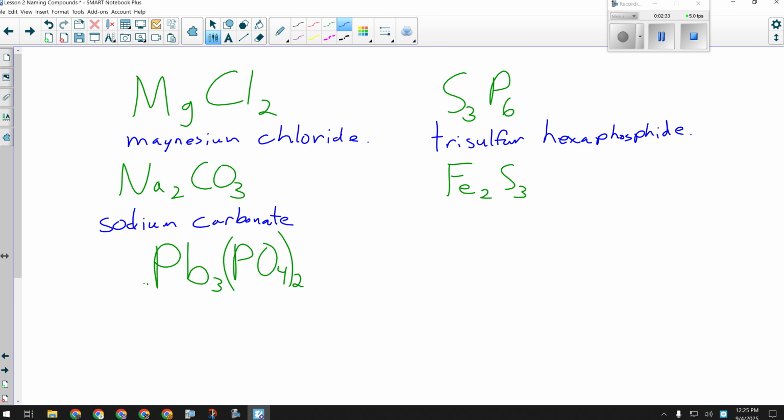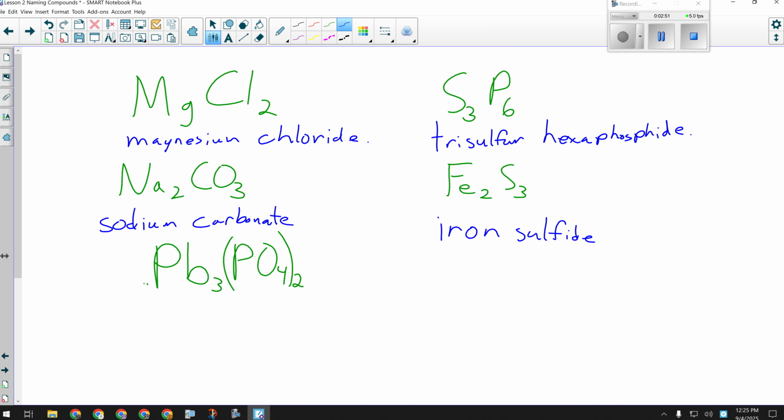Okay, now I have iron and sulfur. Ionic or molecular? Yeah, it doesn't get more metallic than iron, right? Iron is kind of our typical metal. So iron and then sulfide. What do I need? This one needs Roman numerals. We always have to check that at the end.